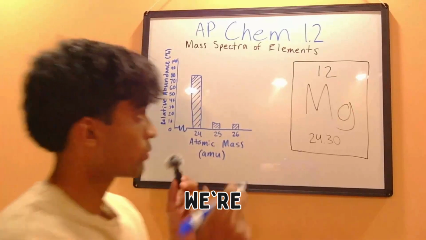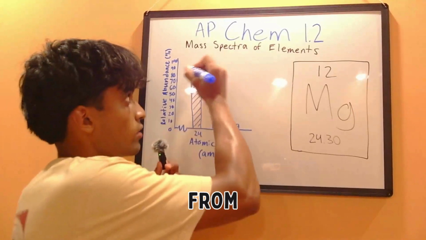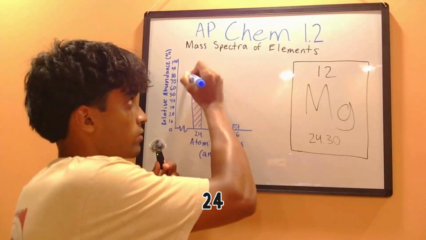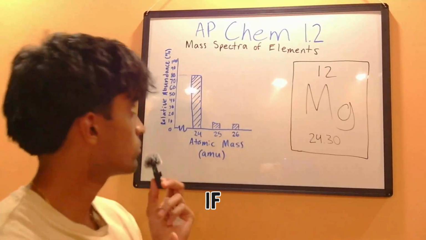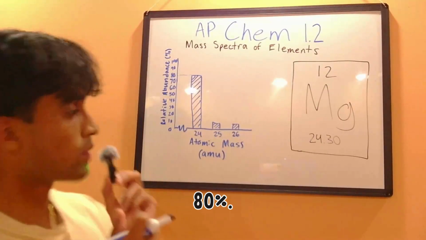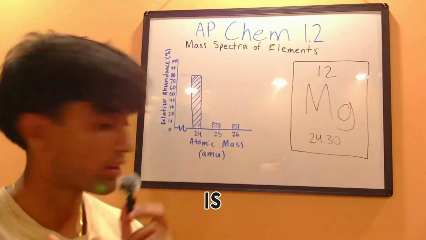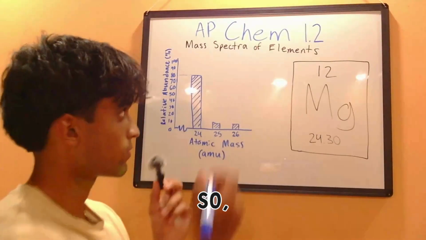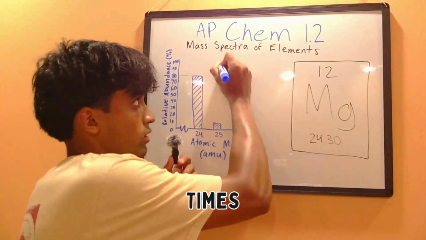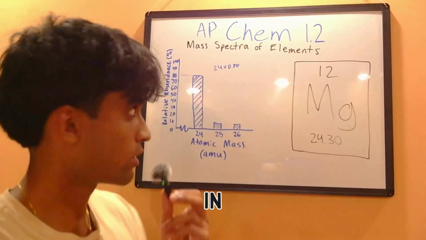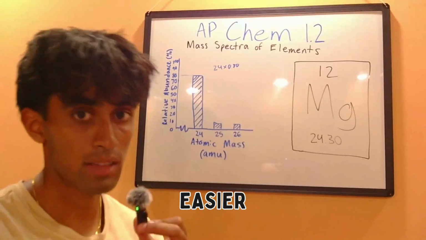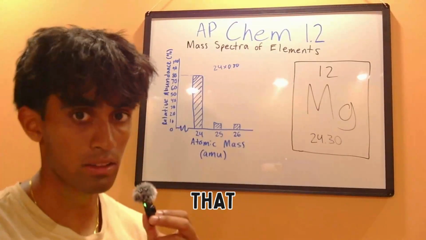Right here, all we're going to do is make a line from where the bar of 24 goes to the abundance. If we make a line, we see it's about 80%. So what I'm going to write now is an equation. We're going to write 24 times 0.80, and I just wrote it in decimal form because it's easier to put into a calculator that way.